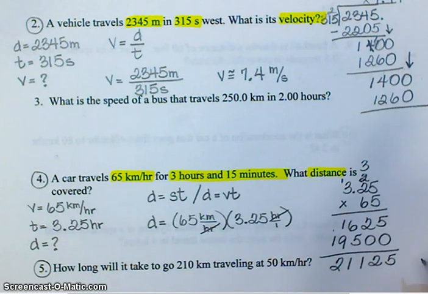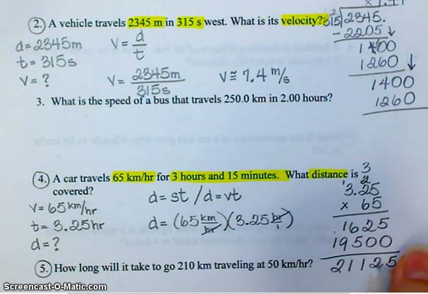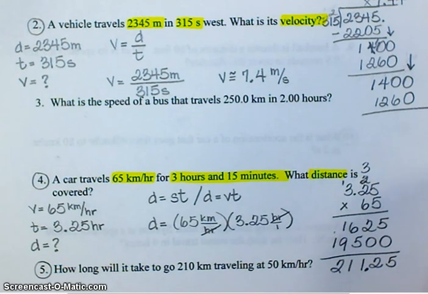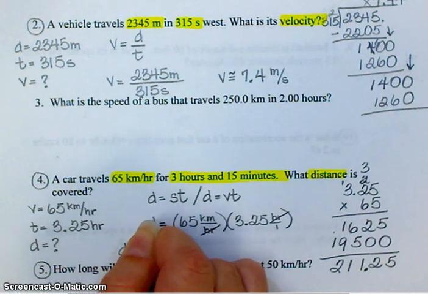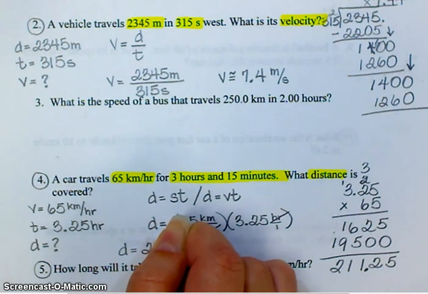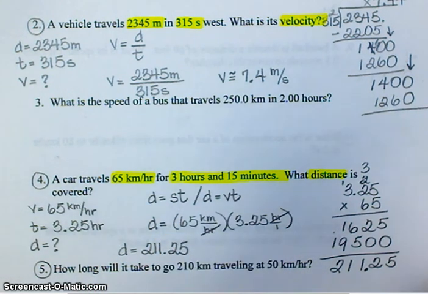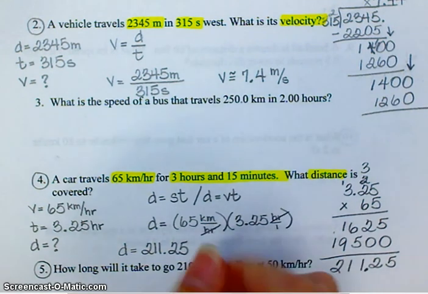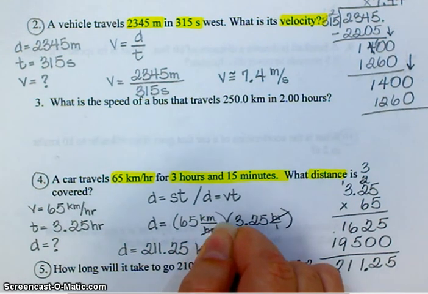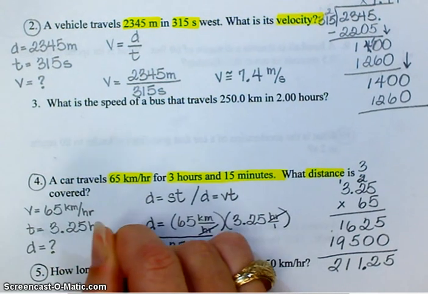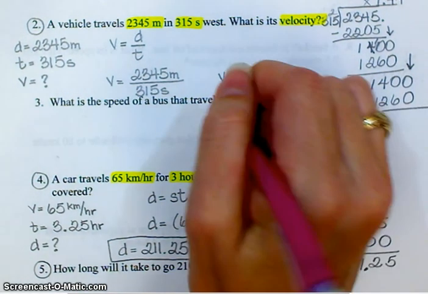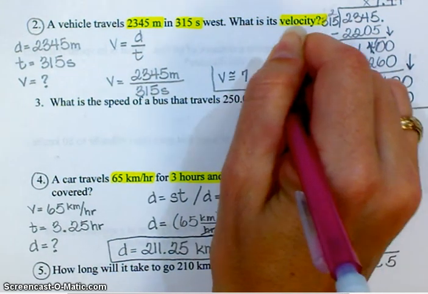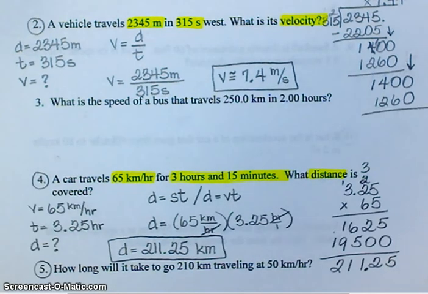Okay, so I get 21125. I notice that there are 2 digits behind the decimal in the problem, so there's going to be 2 digits behind the decimal in the answer. So I need to clean it up and finalize it. Distance equals 211.25, and the only unit I have left is kilometers. When you solve it, guys, put a box around it so I can find it easier. There's my final answer. Okay, I'm going to go up and put a box around the other one too. It just makes my life easier.